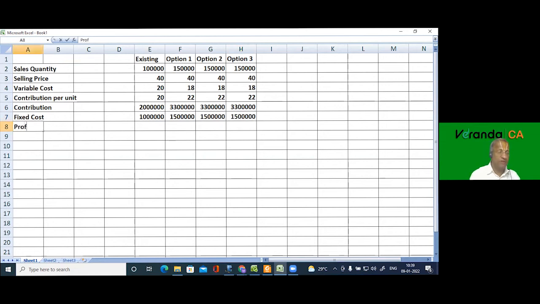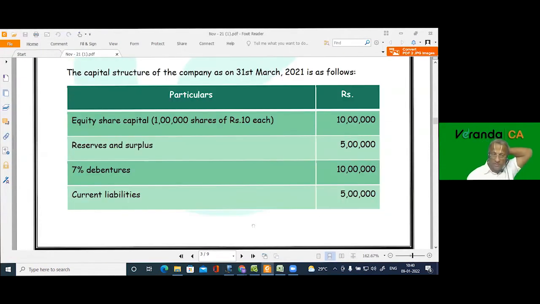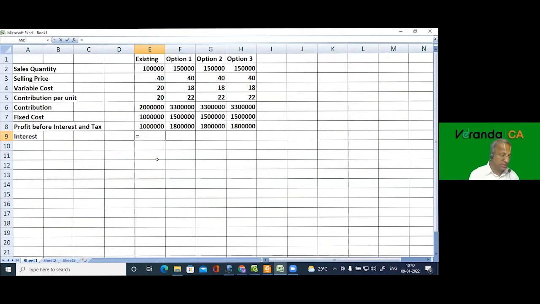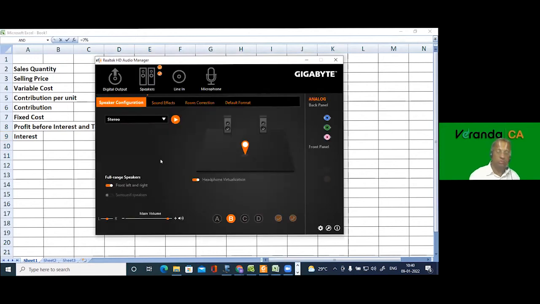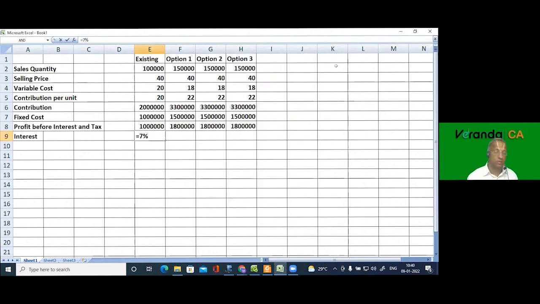So what is the profit before interest and tax? So what is the interest level? What is the interest level? Interest at present 7% on 10 lakhs. So 7% into 10 lakhs.